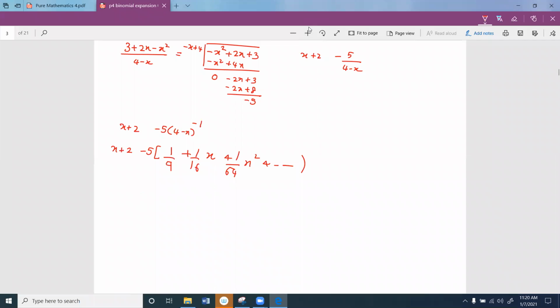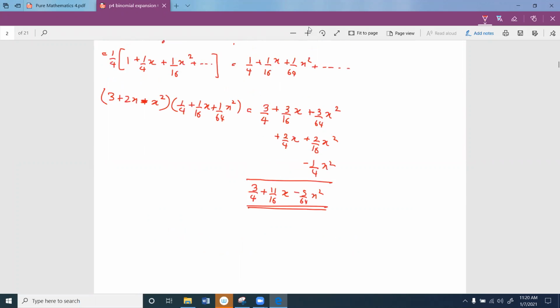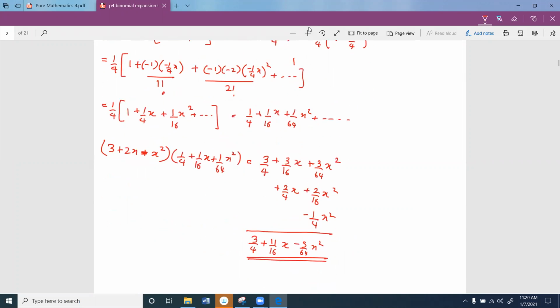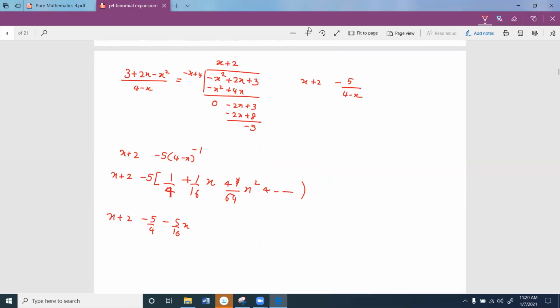So this turns out to be x plus 2 minus 5 over 4 minus 5 over 16x. Sorry, not 4, that was 1 over 64. Yeah, 1 over 64. Minus 5 over 64 x to the power 2.